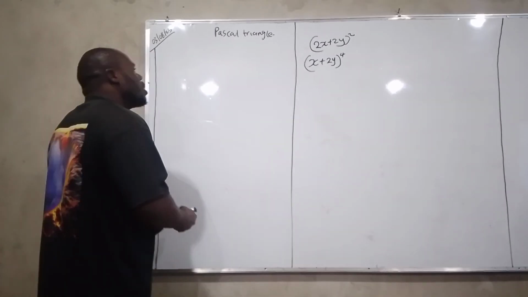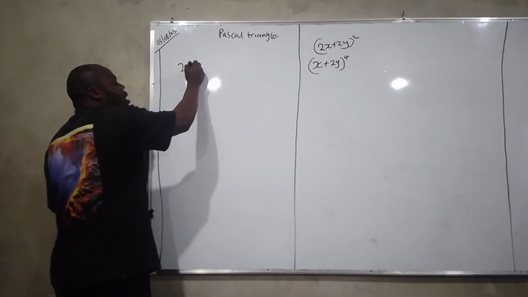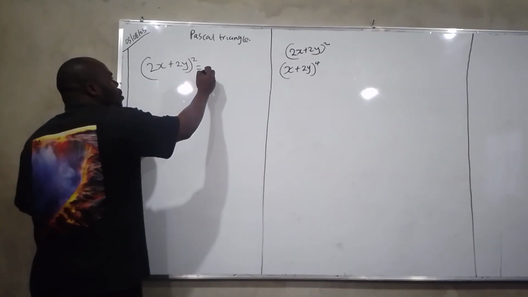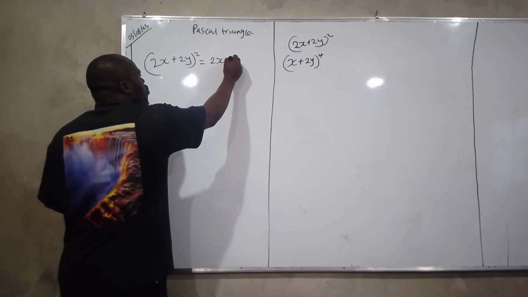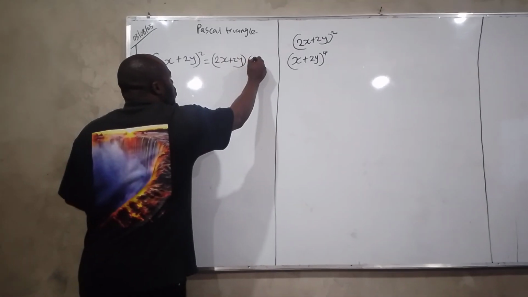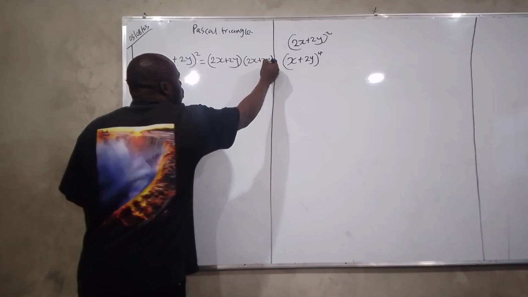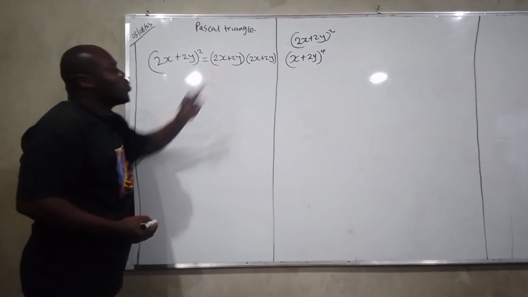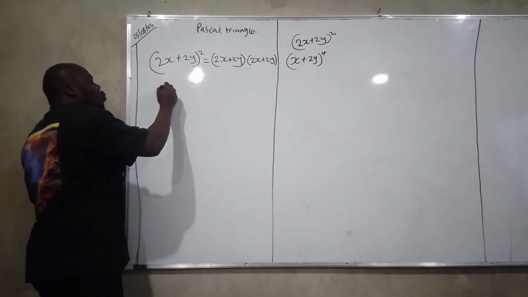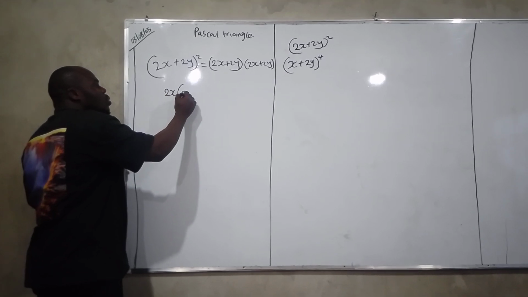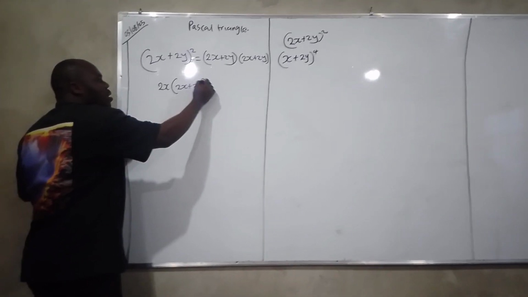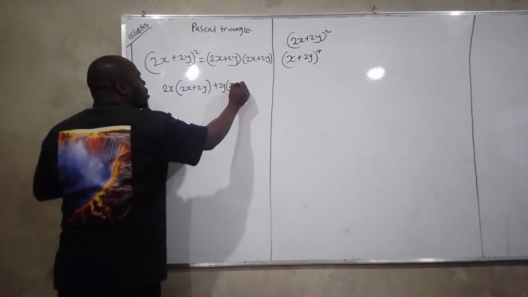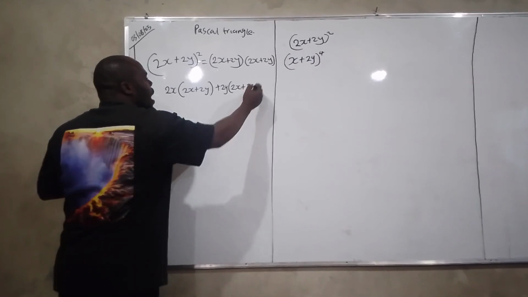Now, imagine you are expanding (2x + 2y) to the power of 2. You know this is the same thing as (2x + 2y)(2x + 2y). If you want to expand this, you take one part and multiply it by the other part.